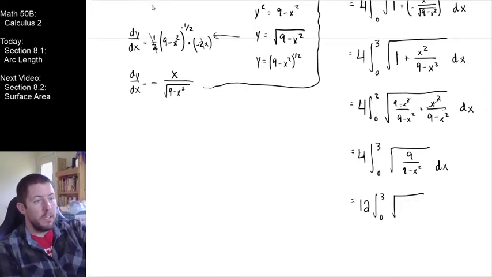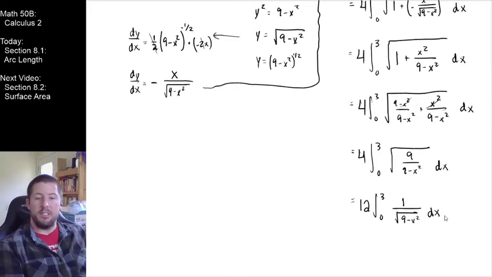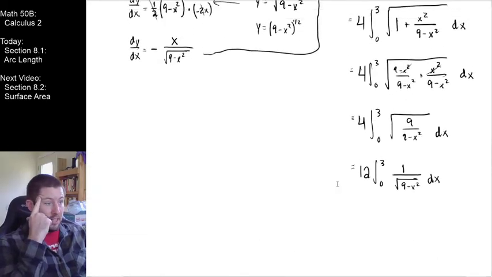Oh, and actually, I can now do one better because I've now evaluated the square root for the entirety of the numerator. So now this is just 1 over square root of 9 minus x squared dx. And now you should say, nice. That's what I'm hoping that you're saying right now, because this is now in a format that you recognize from our section in trig subs, right?